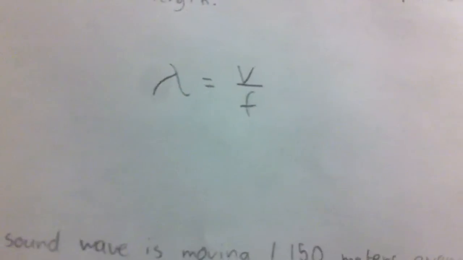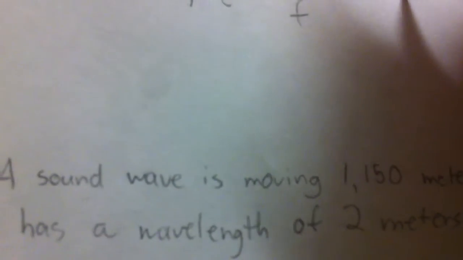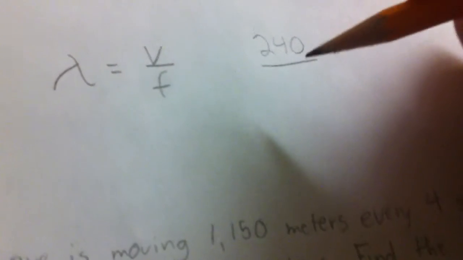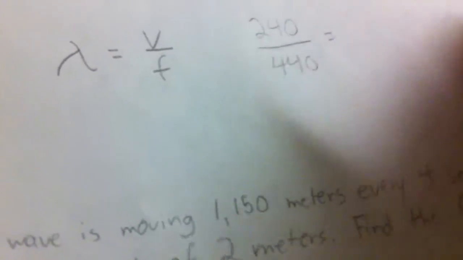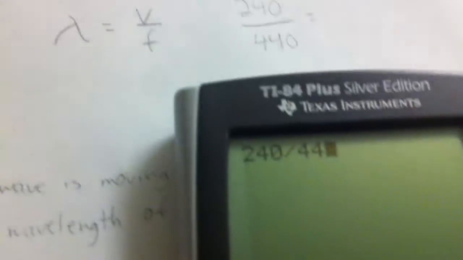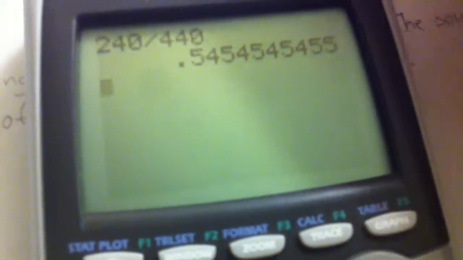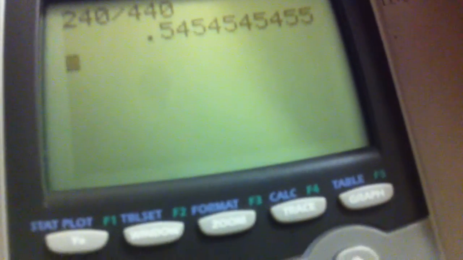So what I did there is lambda equals velocity over frequency, and we have both velocity and frequency, so we are just going to plug in there. So that would be 240 meters per second over the frequency, which is 440 Hertz. And now we're just going to take out the calculator. So 240 divided by 440 is going to give a nice number, which is 0.54, or we're just going to go 0.55, a round up. So that is our answer, and that is the wavelength of that problem.